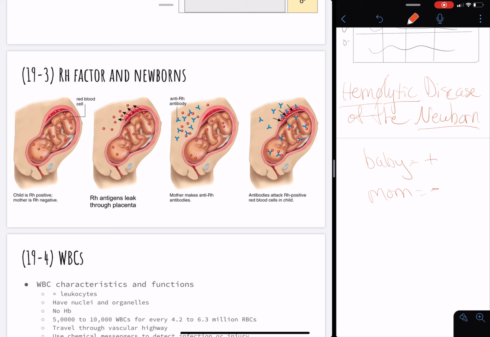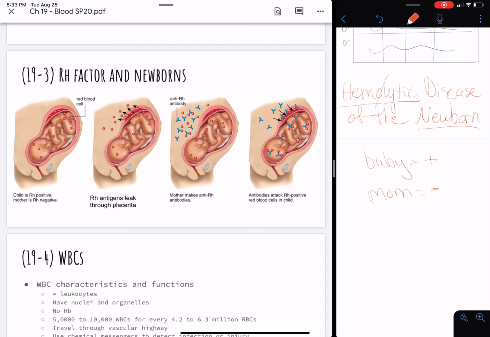And so this is what we call hemolytic disease of the newborn, because mom hasn't been yet exposed to the Rh factor. So mom doesn't know that Rh factor being made by her own child is safe, but the immune system doesn't think it's safe. So mom's immune system is going to target baby and therefore try to get rid of baby in utero.